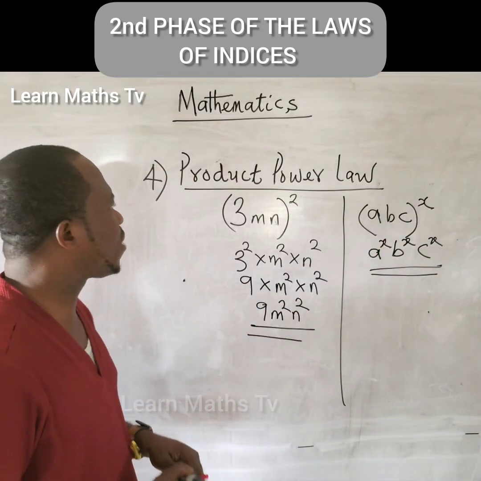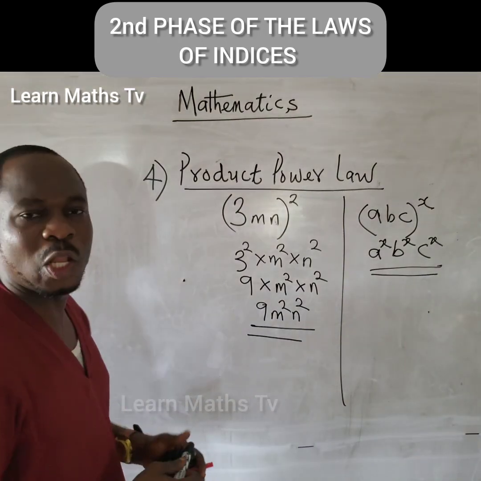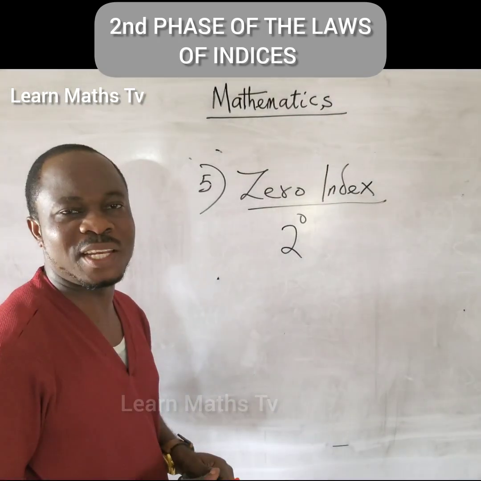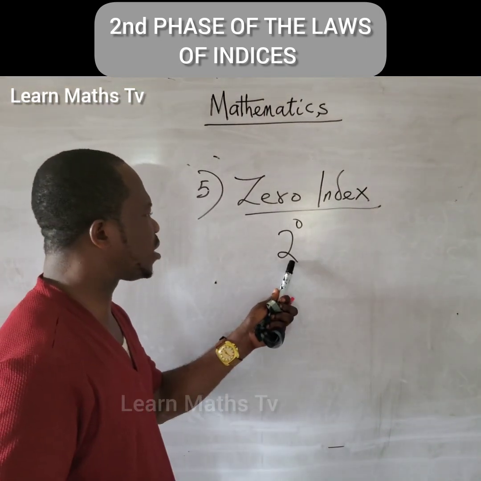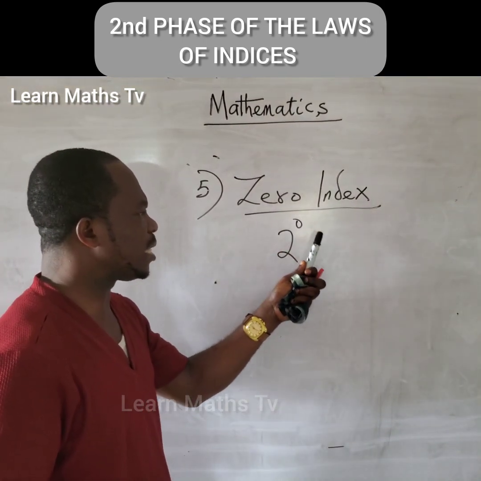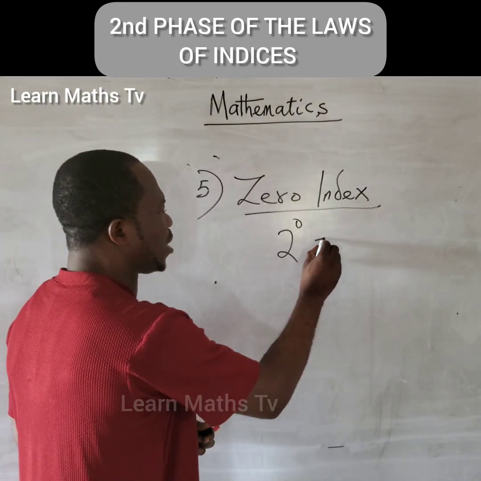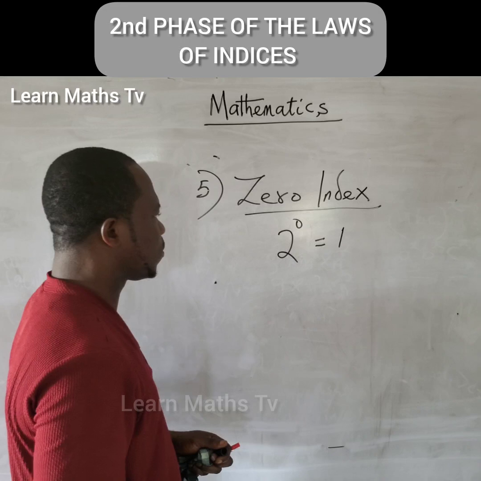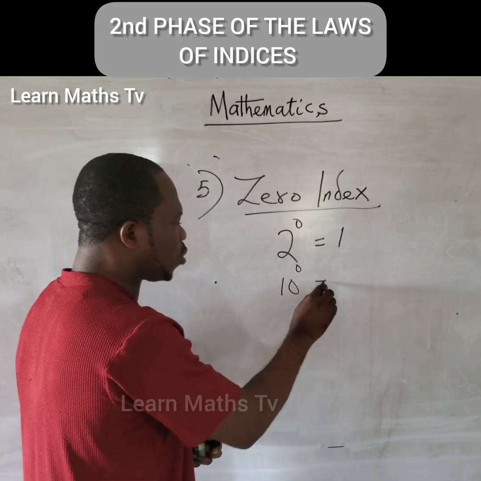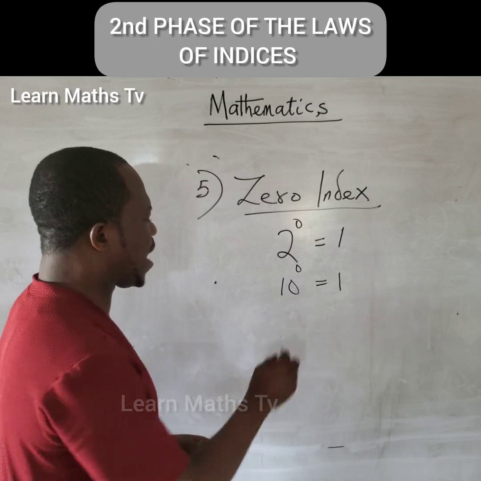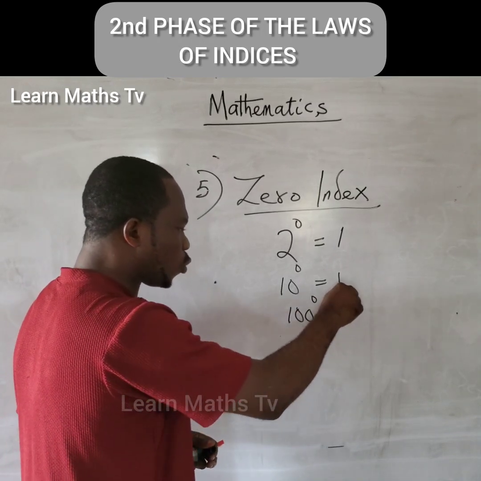If that is true, then we shall quickly go for the fifth law. The fifth law will be zero index. What does it state? It states that when a number or quantity is raised to power 0, it is equal to 1. If that is true, then I would say 2 raised to power 0 is equal to 1. I will also say 10 raised to power 0 will also be equal to 1. If I have 100, then 100 raised to power 0 will be equal to 1.